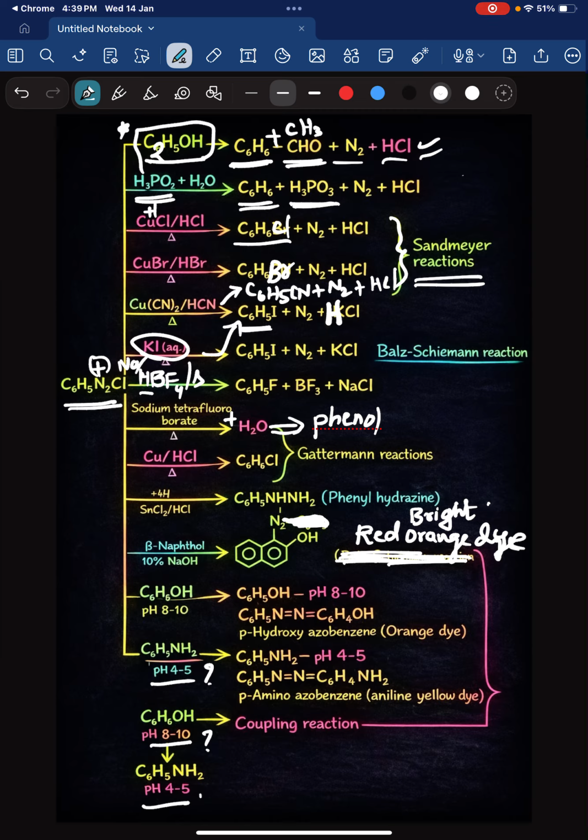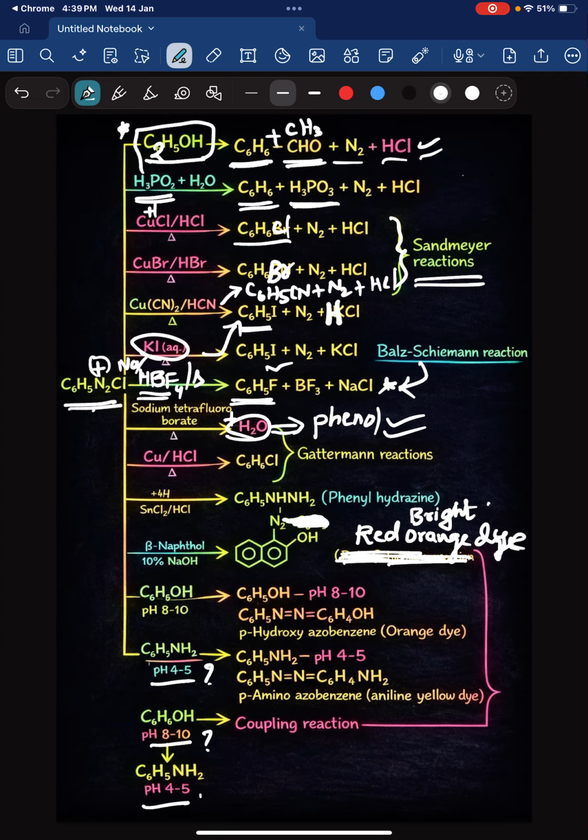With the help of HBF4 and heating, we will get fluorobenzene. It is a very important reaction. This is itself called the Balz-Schiemann reaction. And we can also take sodium tetrafluoroborate or HBF4 to get fluorobenzene. And similarly, benzene diazonium chloride with water, that too warm water, will give phenol.